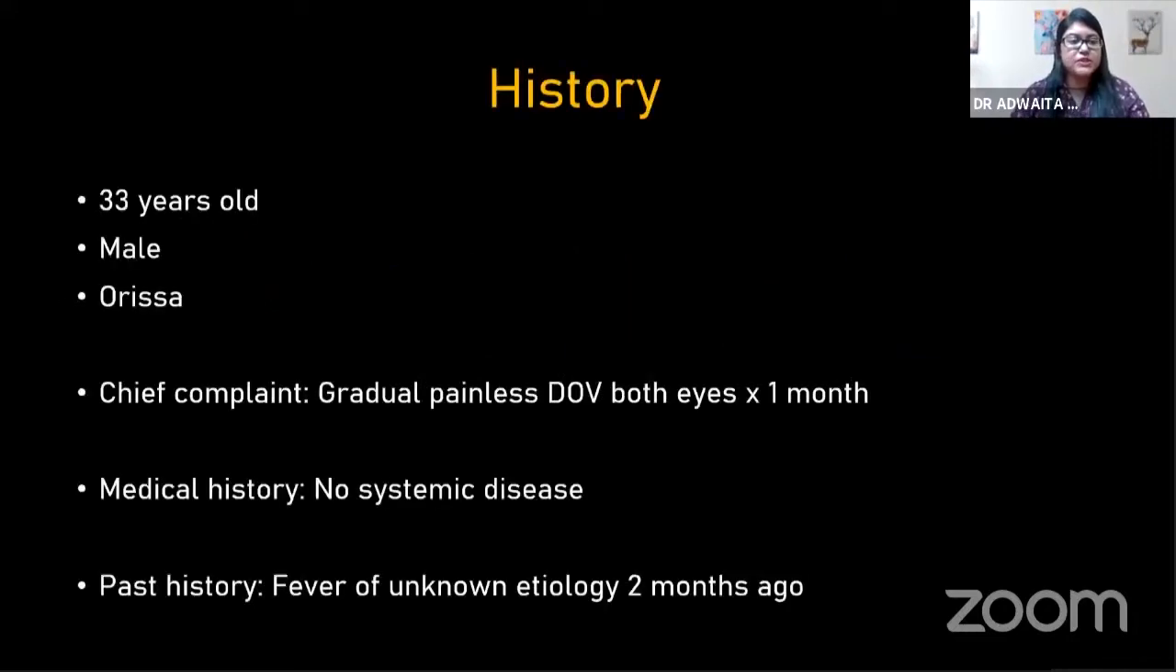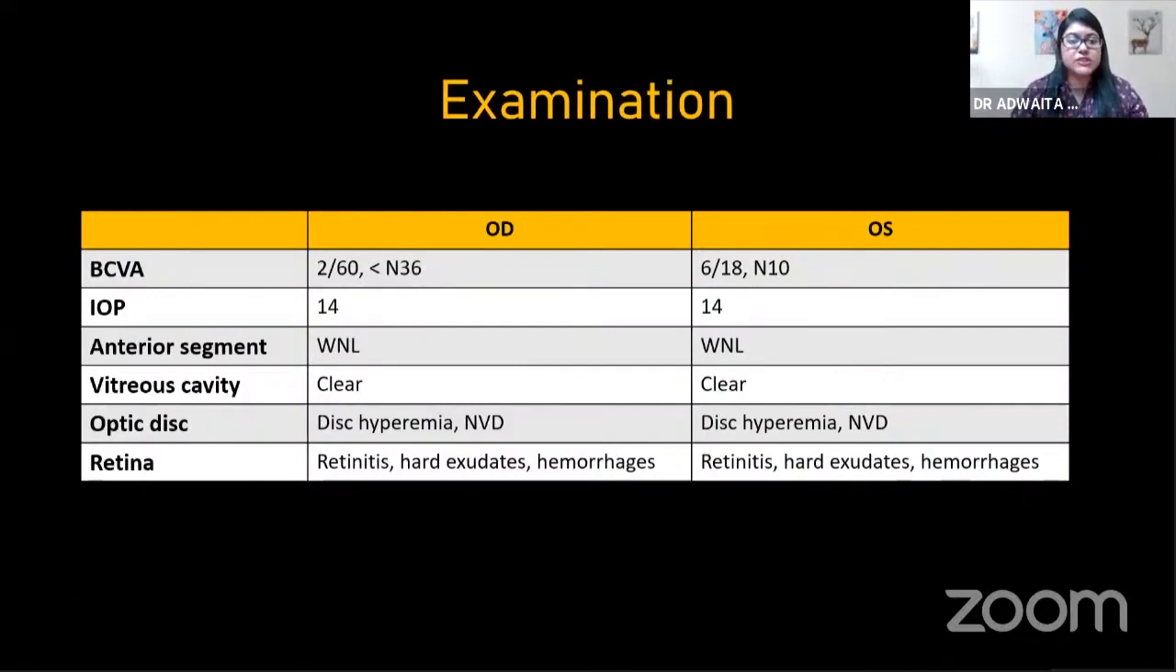So our patient was a 33-year-old male presenting with gradual painless loss of vision in both his eyes over the last 1 month. There was no significant history except for that of fever 2 months ago. On examination, his right eye vision was 2/60 and the left eye BCVA was 6/18. Intraocular pressures and anterior segment were within normal limits.